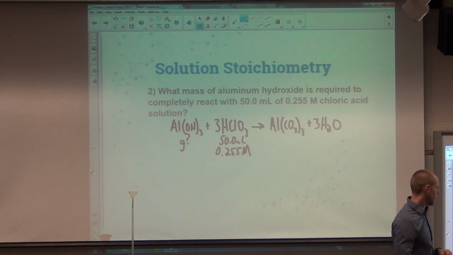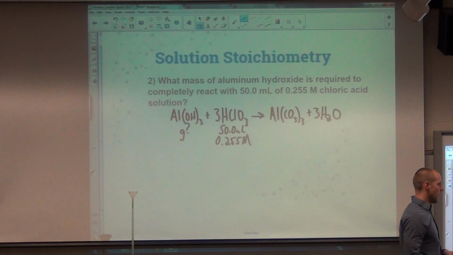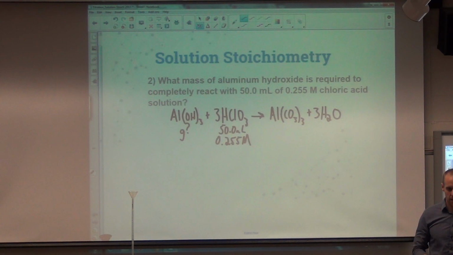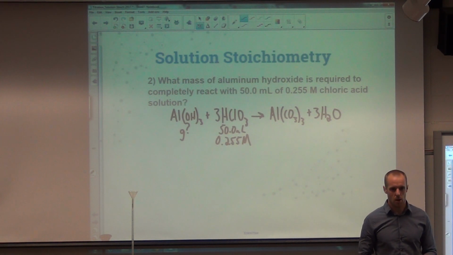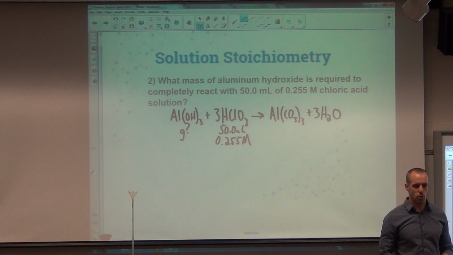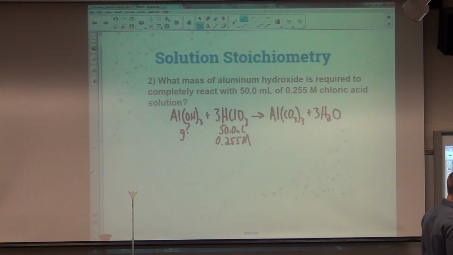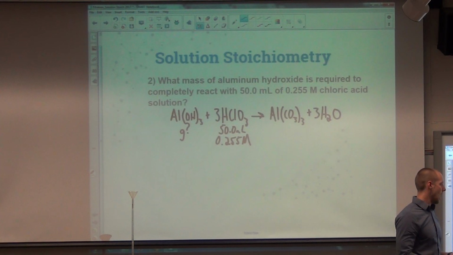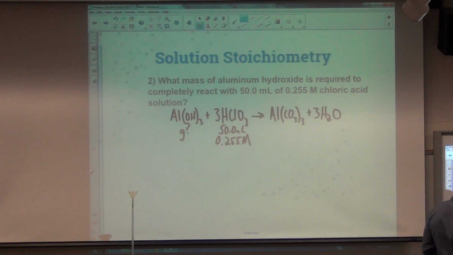Okay, so we're going to start out with that 50 milliliters. Is that 50 milliliters okay like that though? No. We need to convert that to liters. So we're going to have to divide that by 1,000 here. So it's going to be 0.050 liters of HClO3.